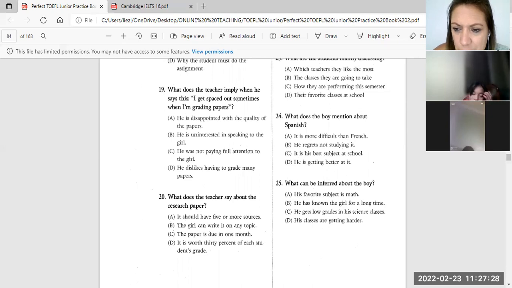What does the teacher imply when he says this? I get spaced out sometimes when I'm grading papers. Okay. Imply. What does imply mean? What does a teacher imply?